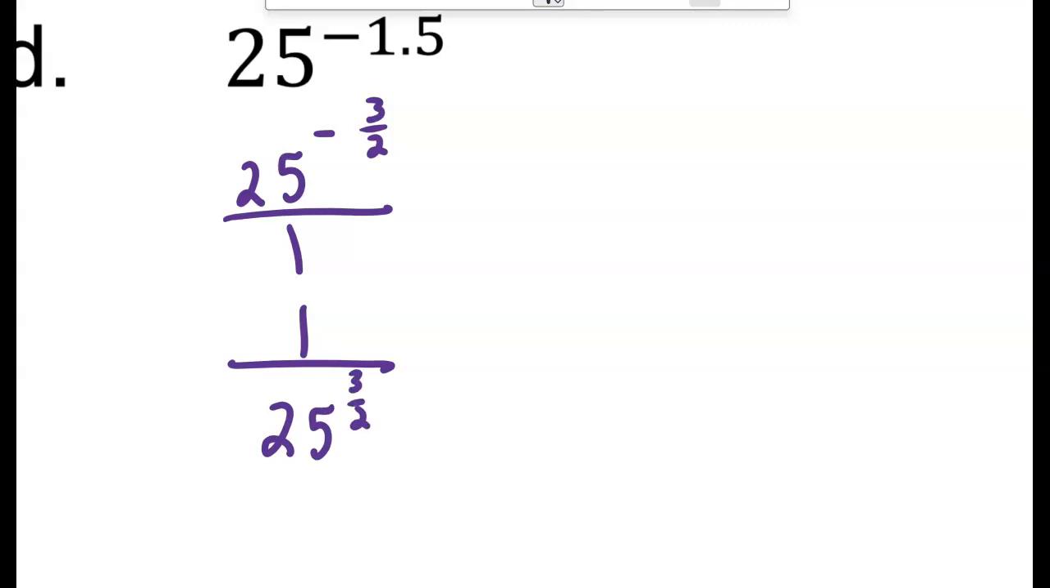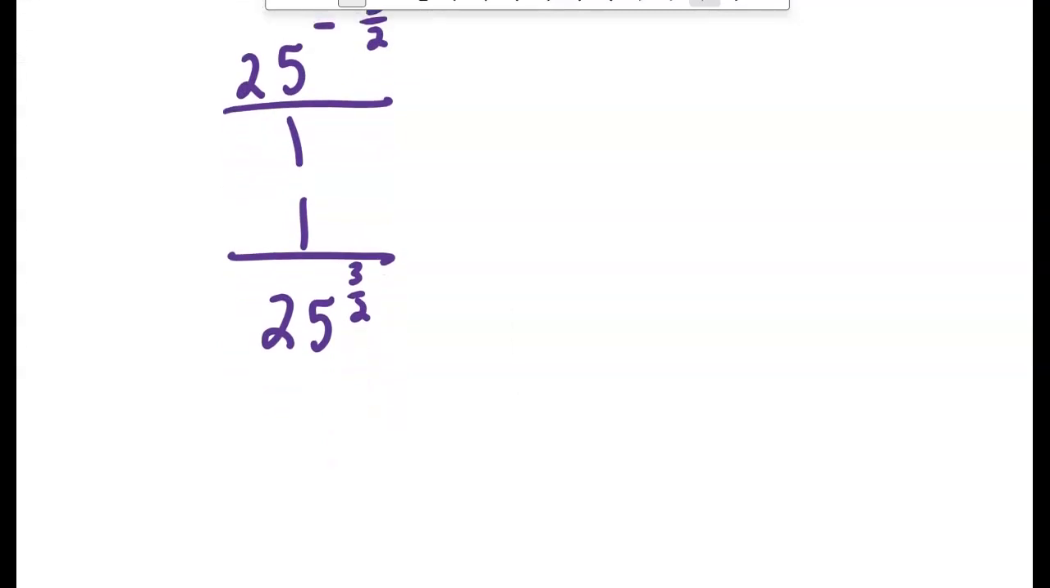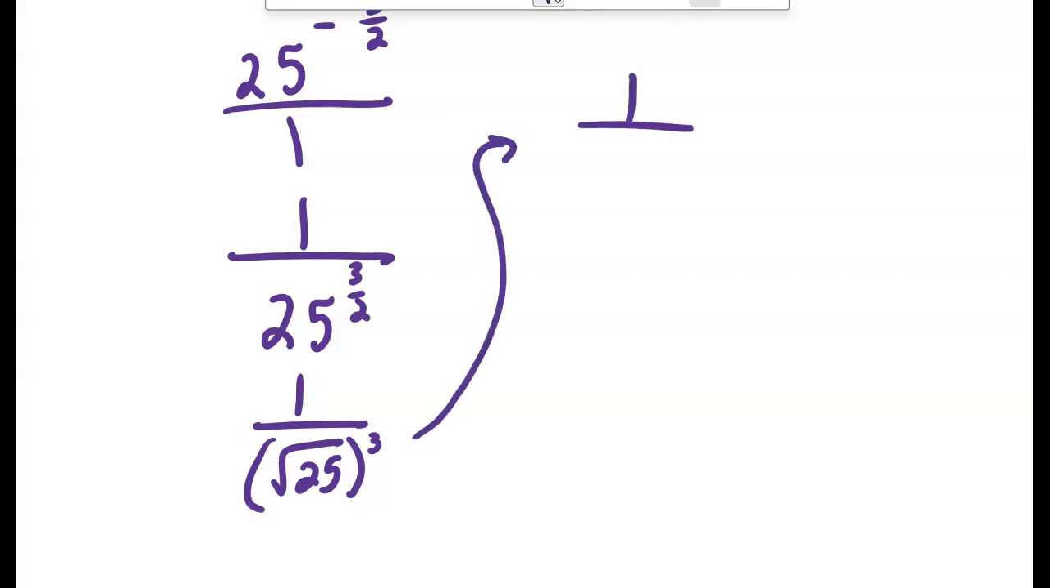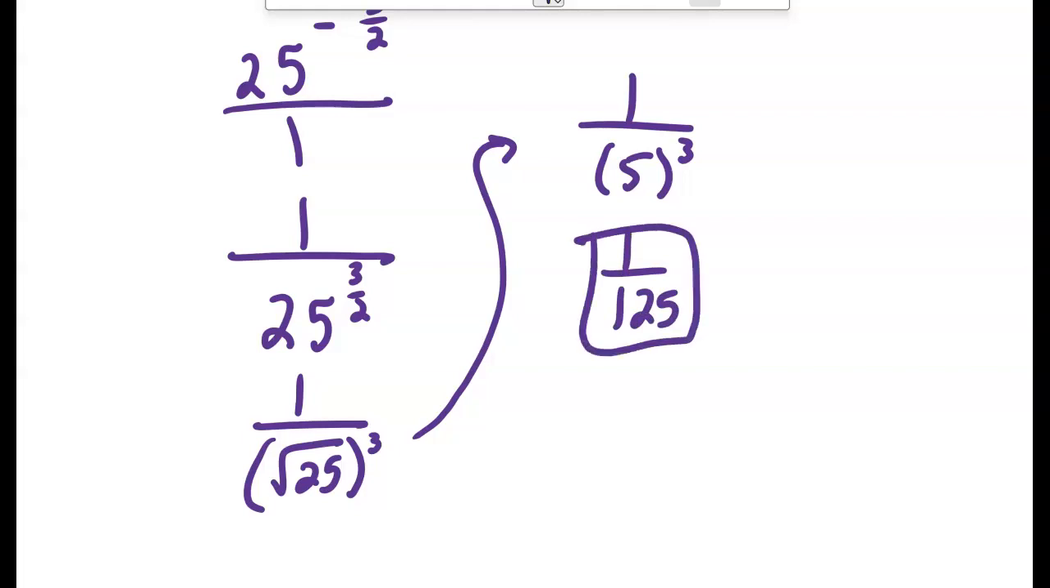Okay, great. Now how are we going to rewrite that? That becomes 1 over the square root of 25, and then we're going to do what? Cubed. All right, guys, you should probably be able to do that in your head, but we're going to go right here. That's 1 over, what's the square root of 25? Cubed. What is 5 cubed? Excellent.